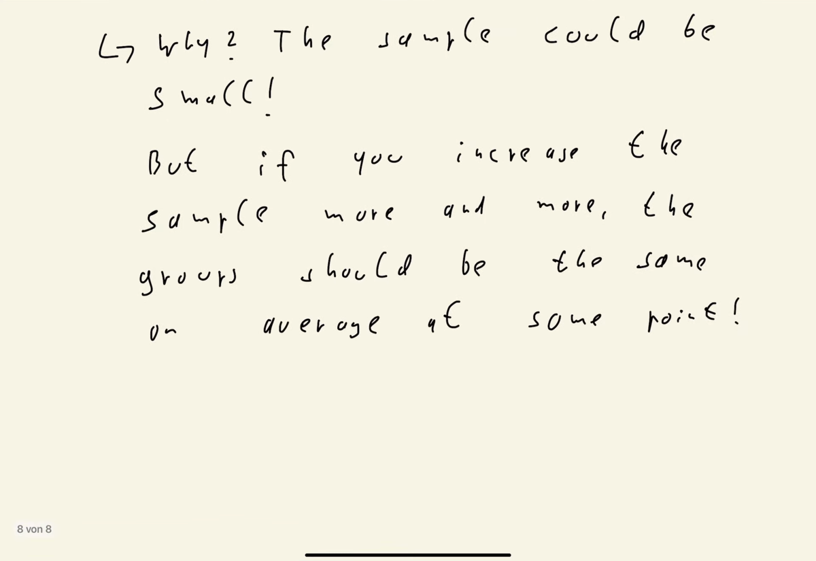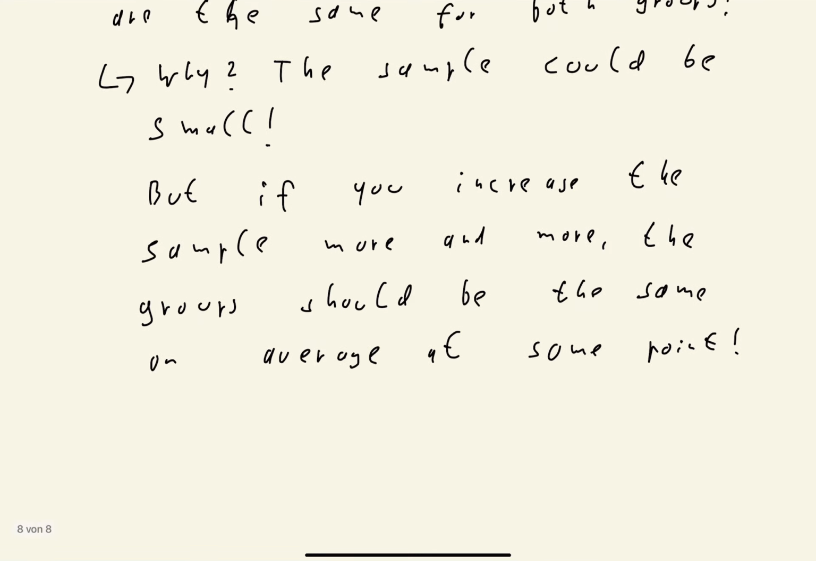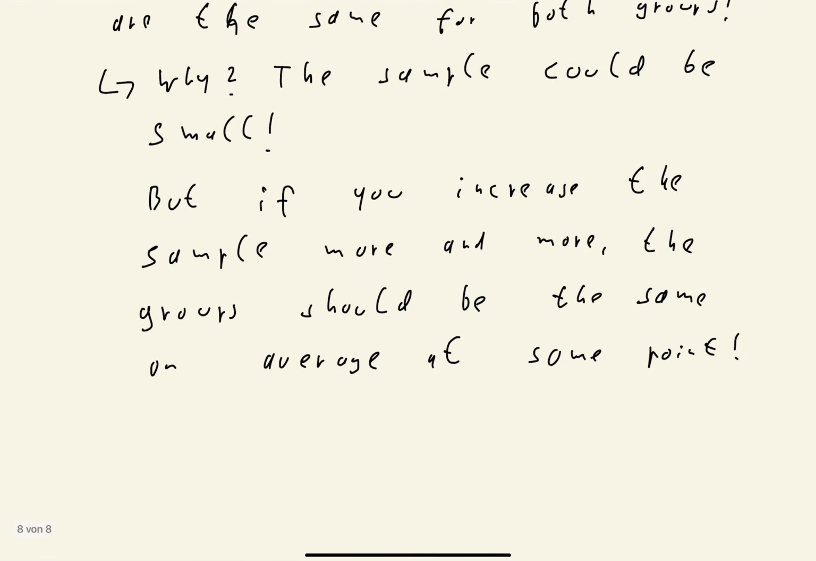So random draws themselves are not sufficient for guaranteeing that the two groups are the same. But if you draw randomly and you have a very large sample from which you're drawing, then those two aspects together make sure that the two groups on average should be the same. This has a little bit to do with the law of large numbers, if you're familiar with it. So let me give you an example.